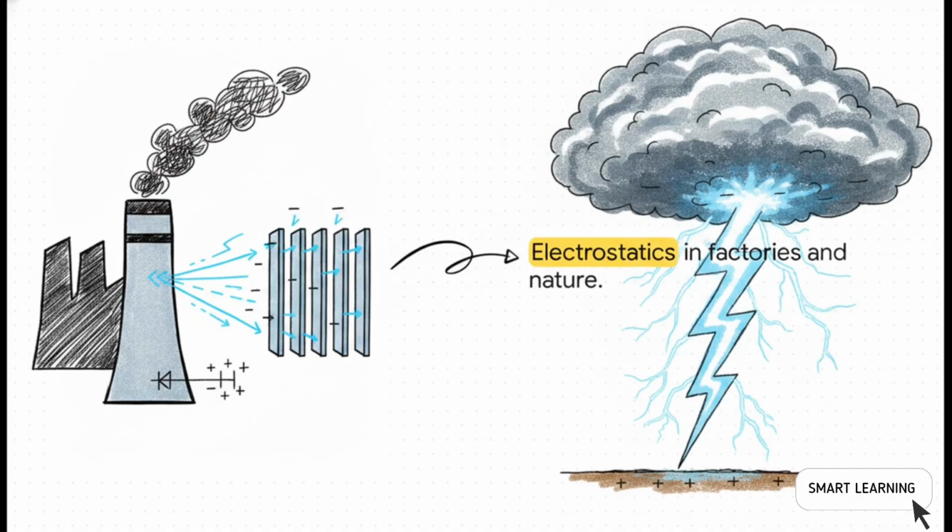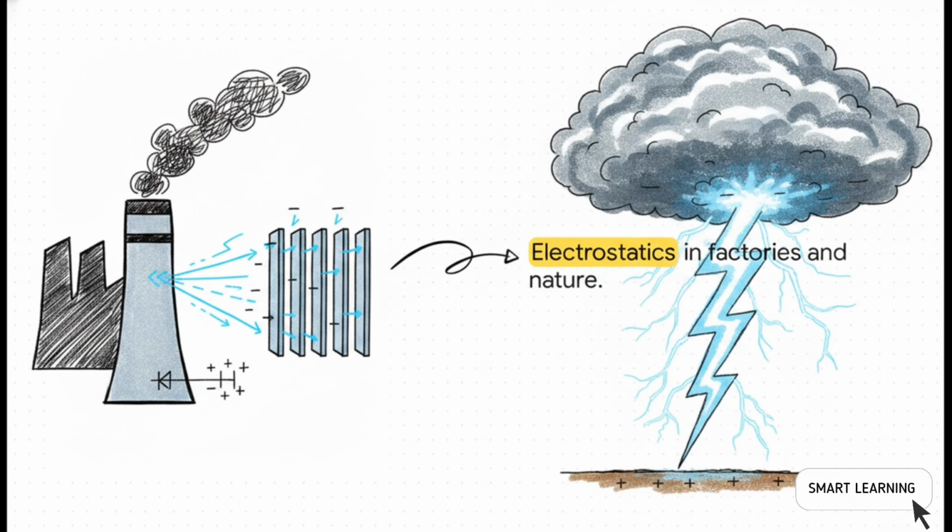In coal power stations, we use things called electrostatic precipitators. Smoke passes through a positively charged grid, which gives the dust particles a positive charge. They are then instantly attracted to negatively charged plates on the chimney walls, literally pulling the pollution right out of the air. Over on the right, nature does this exact same thing inside a thundercloud.